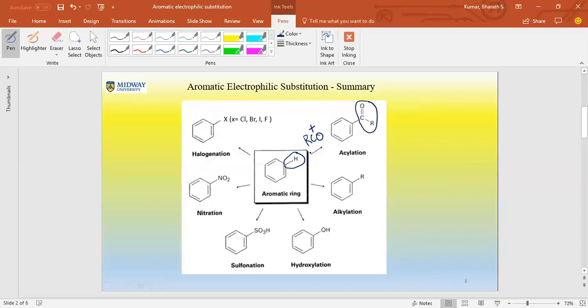Now R could be anything. It could be CH3, it could be CH3CH2. It's the C plus O that's important. Keep in mind the plus charge is on the carbon. So this is an acylation. Now this is a substituent. You could add additional substituents to this molecule.